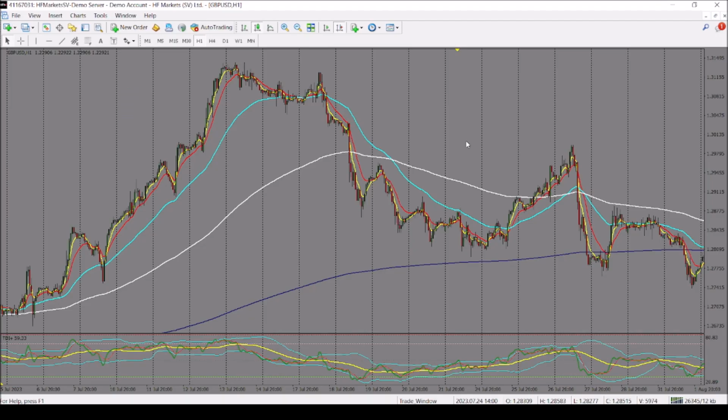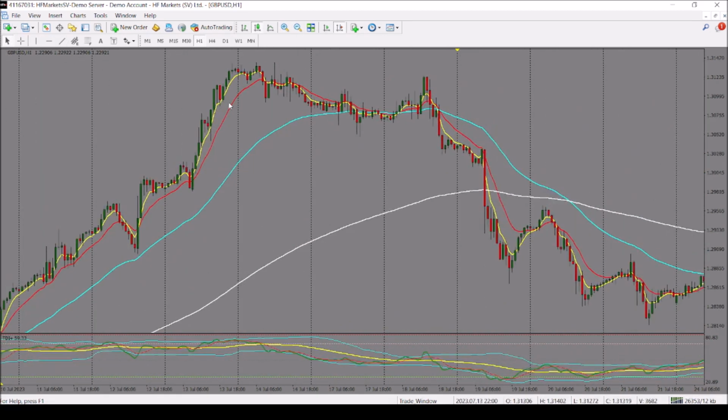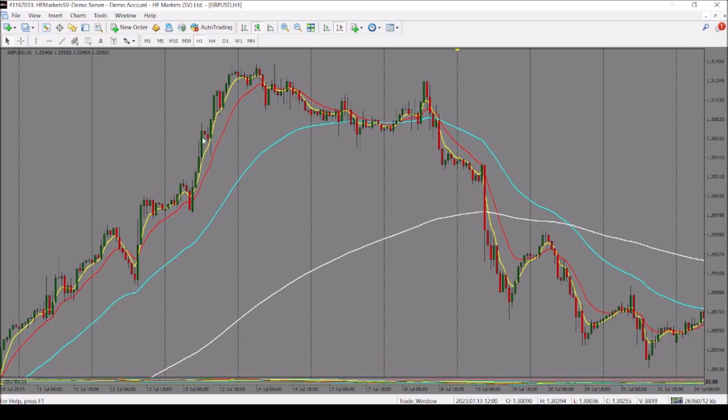All right, so this is the pattern that we are talking about. Let me zoom in. In this case, we can see that the market came from this particular side, and whilst it was coming from that side, we can see there was a 513 cross to the downside, and there was a retest of the 50 in blue, and then another 513 cross to the upside.